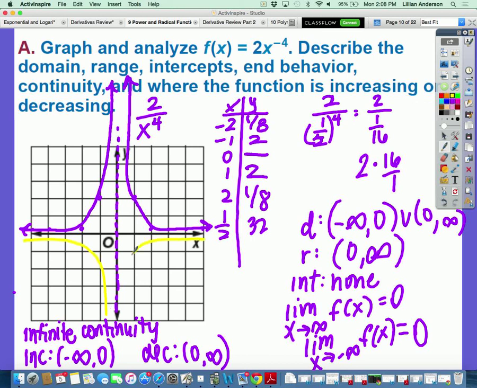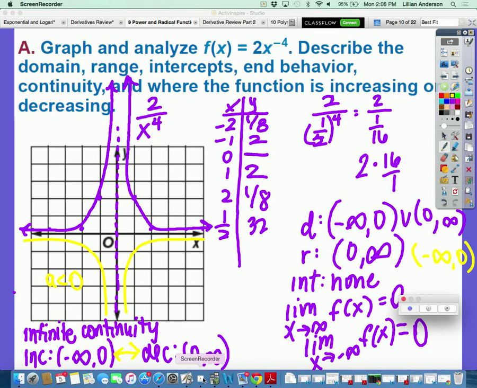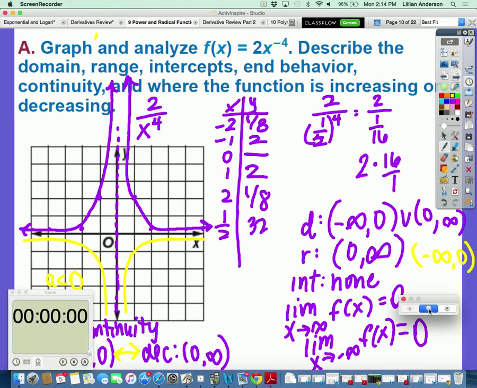So basically it would look like this. Would my end behavior change? No, it wouldn't. Do I still have infinite discontinuity? Yes. And my increasing and decreasing would basically switch. Okay? So realize that these just switch if a is less than 0, and the range becomes negative infinity to 0. But everything else stays the same. You're going to do the next one on your own. Make a table, look at the graph, and then go from there.